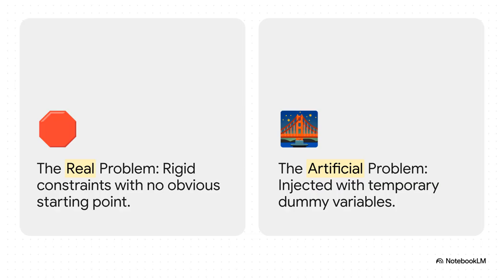On the other side, we have the artificial problem. Now, this is the exact same model, but we've injected it with our temporary dummy variables. We essentially swap out a completely impossible puzzle for a slightly modified, solvable one. We've basically built a bridge, but we have to remember this bridge is entirely artificial. We can't stay on it forever.